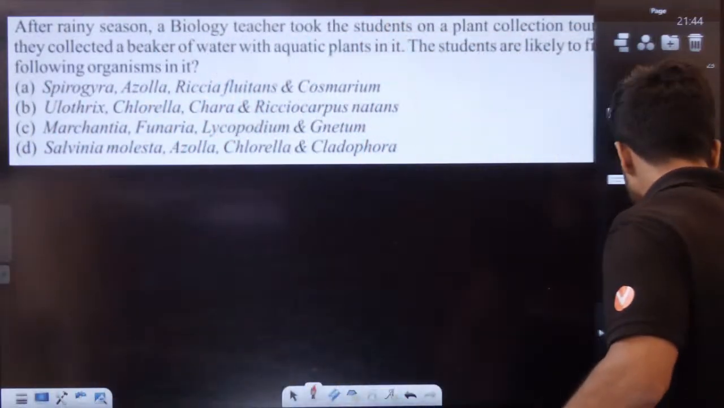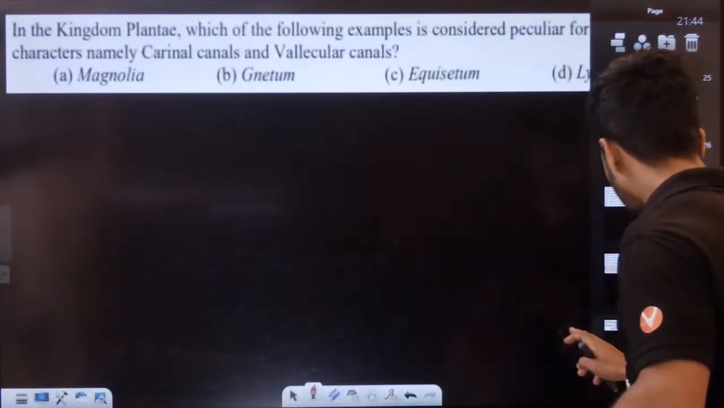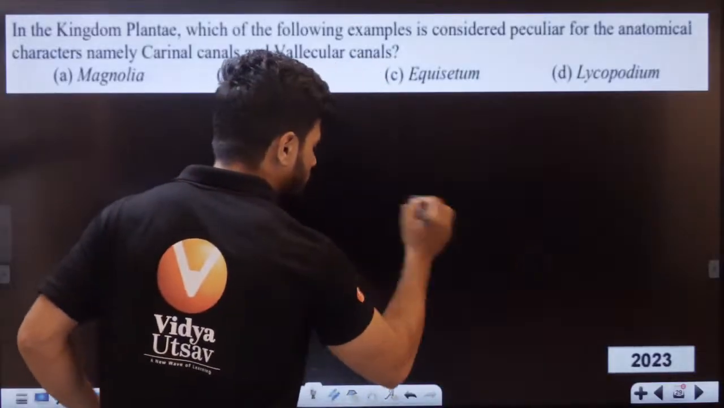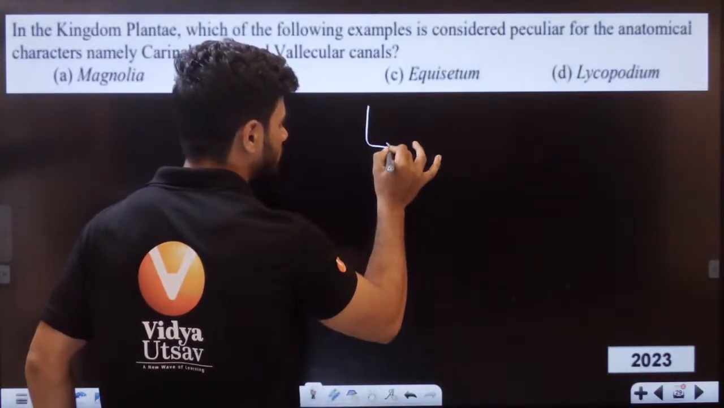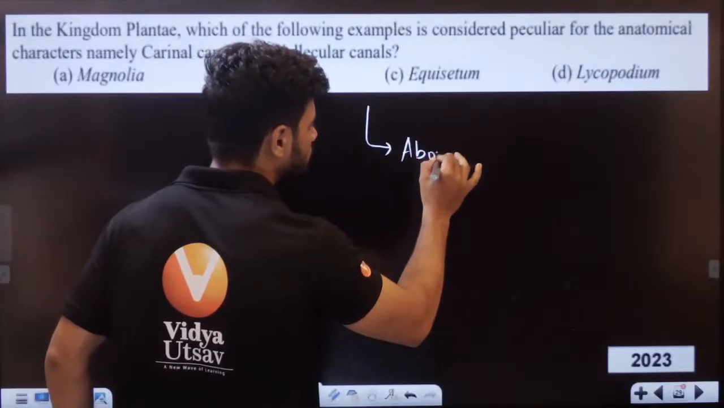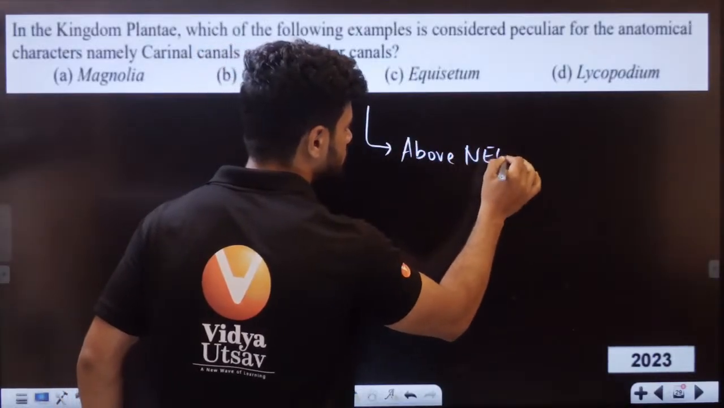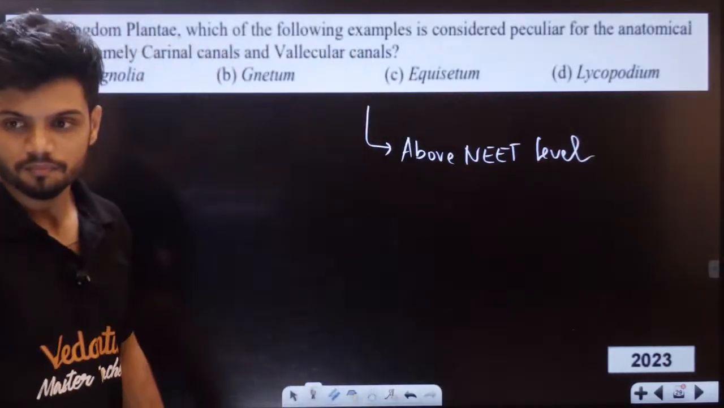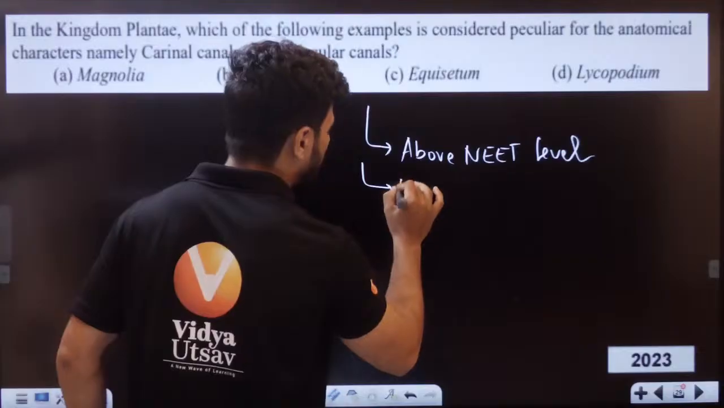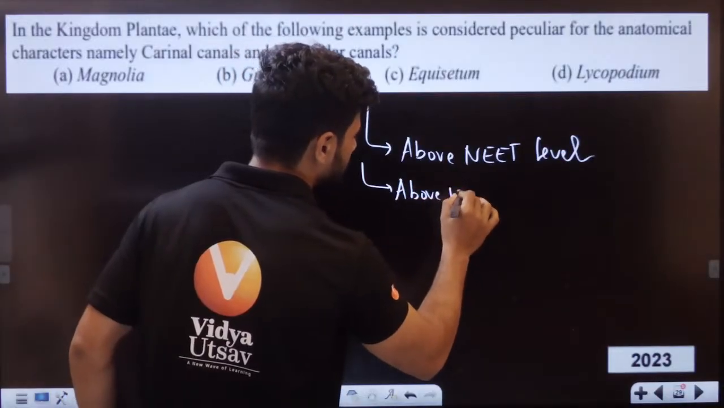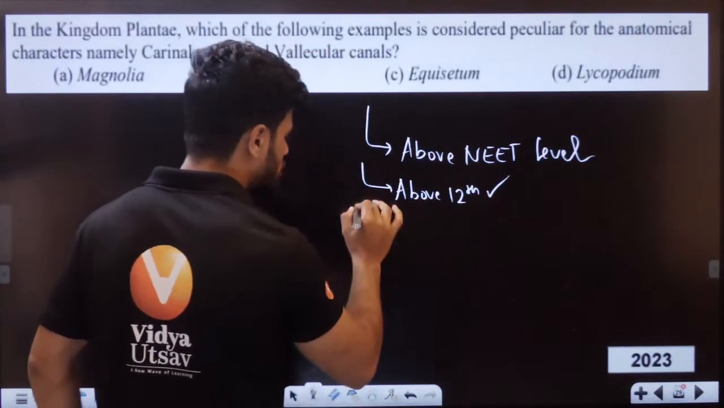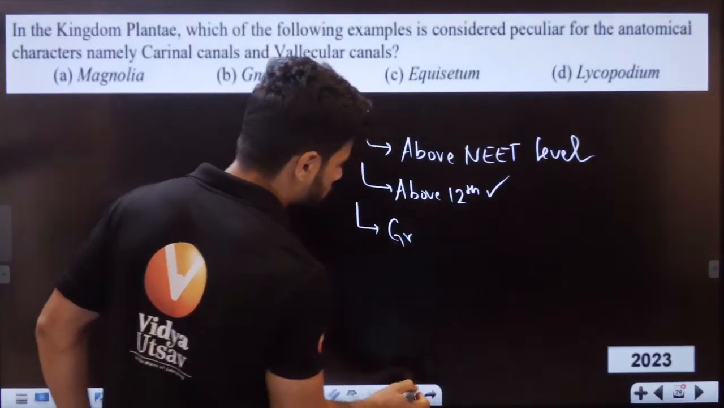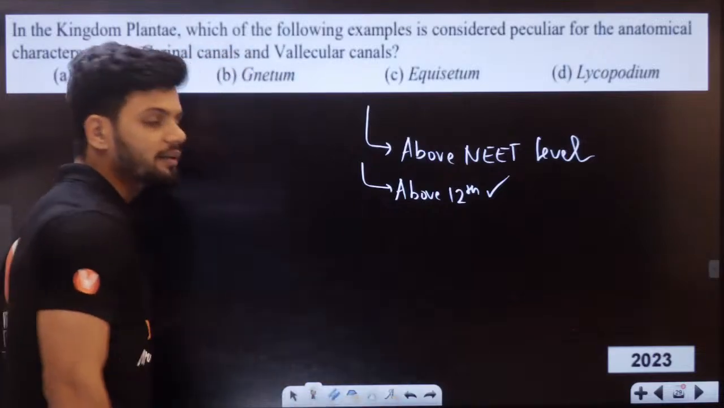Now students, look at this question. This question here is above NEET level. This question is about 12th level. This is actually a graduate level question. We study this in BSc generally.